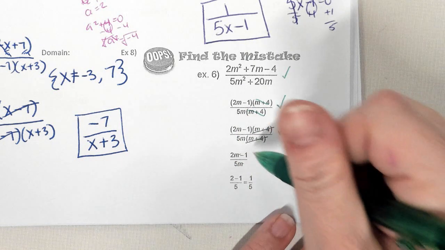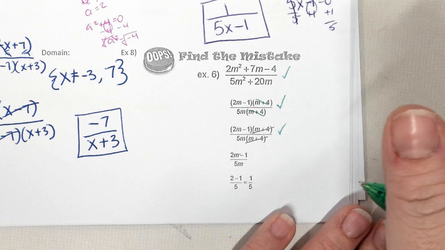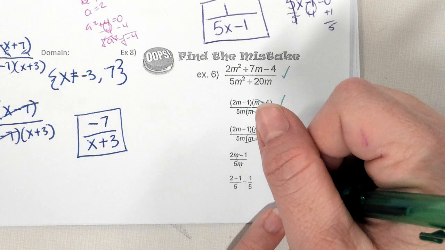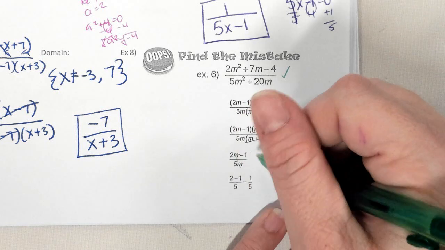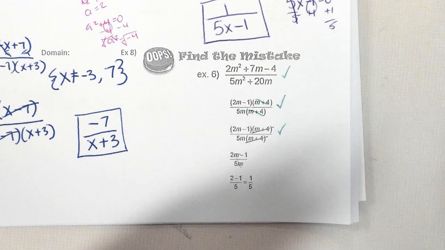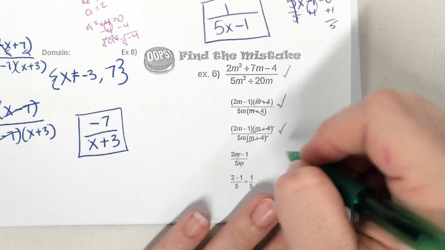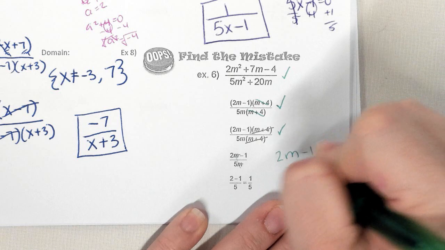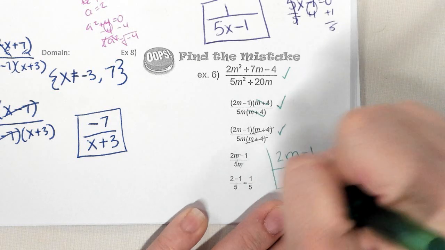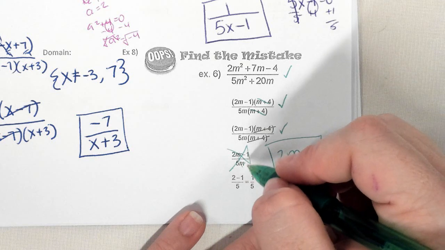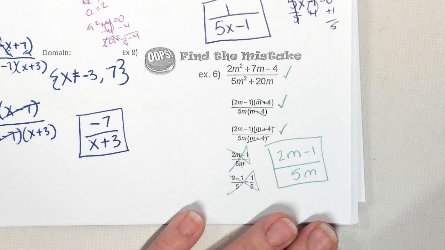But what did they try to cross out? Just the m's. Do you see how they tried to cross out just the m's? Can you do that? When you have subtraction and addition? Remember how I said the subtraction and addition makes it like glue and they're stuck together? You cannot do that. So your final answer should have been 2m minus 1 over 5m. You cannot cancel the m's like that whenever you have addition and subtraction. Therefore, this cannot happen, and that's your answer.